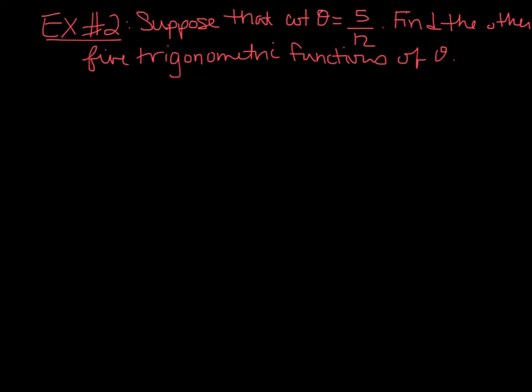For my second example, I am actually given cotangent of theta equals 5 over 12. I need to find the other 5 trigonometric functions of theta. What that means is I am looking for everything else. I'm looking for sine theta, cosine theta, tangent theta, cosecant of theta, and secant of theta. So in the end, I need all 6. I already have one of them, now I need to find the others.